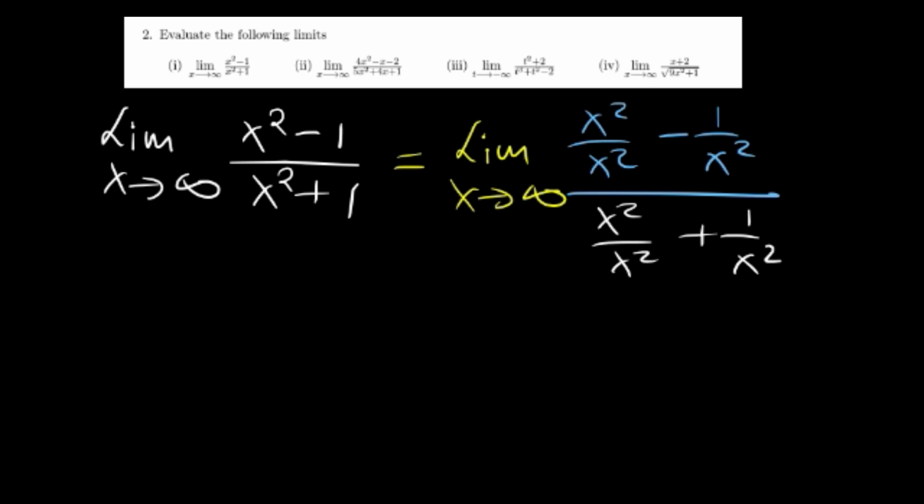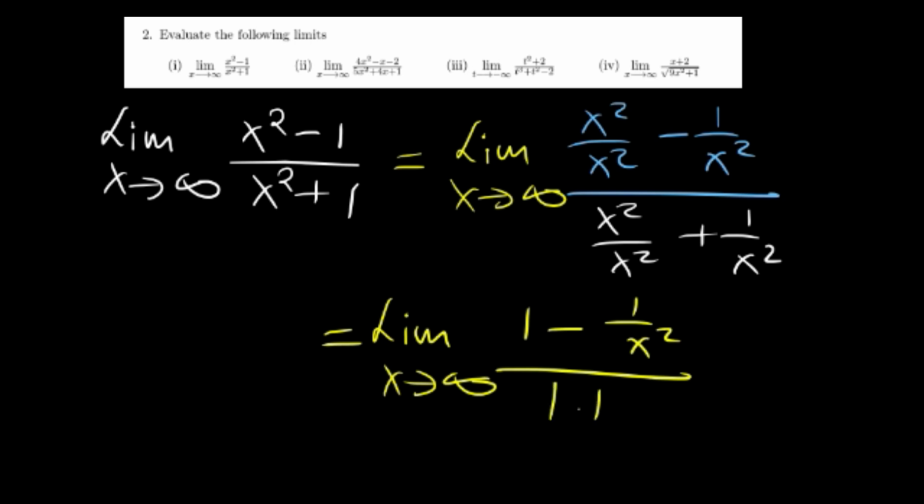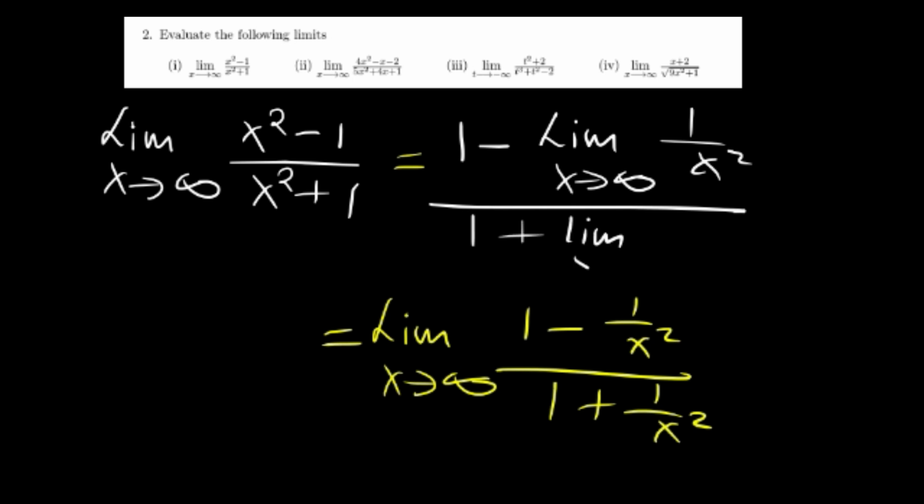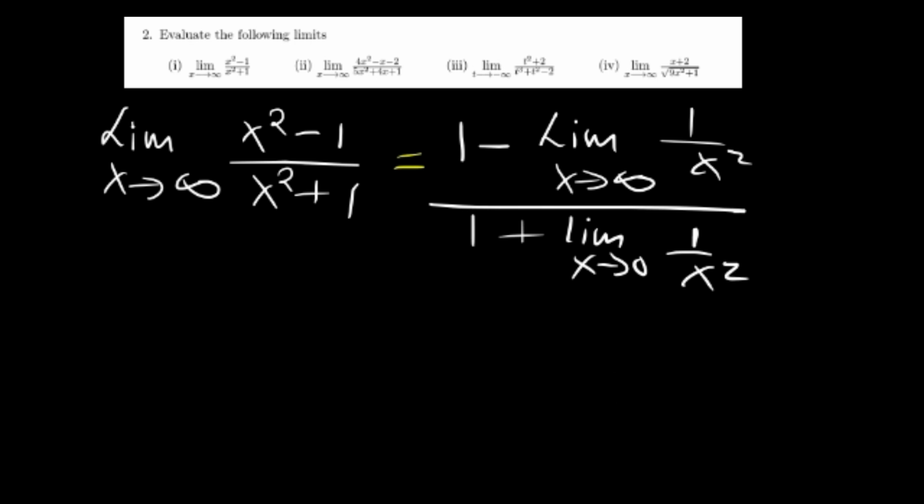After we've done that, on our next stage, the limit as x approaches infinity of x squared over x squared gives a 1. Then the other part we also have a 1, plus 1 over x squared. At this point you are now able to distribute the limit. So you remain with 1 minus the limit as x approaches infinity of 1 over x squared, over 1 plus the limit as x approaches infinity of 1 over x squared. I told you that if you have 1 over x with x approaching infinity, they're all going to be equal to 0. So you're going to have 1 minus 0 over 1 plus 0.